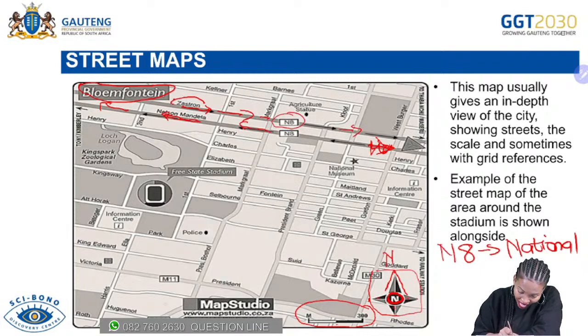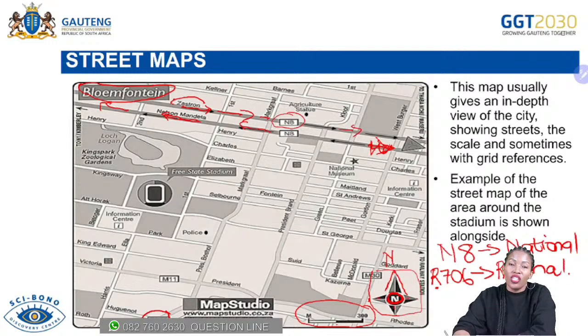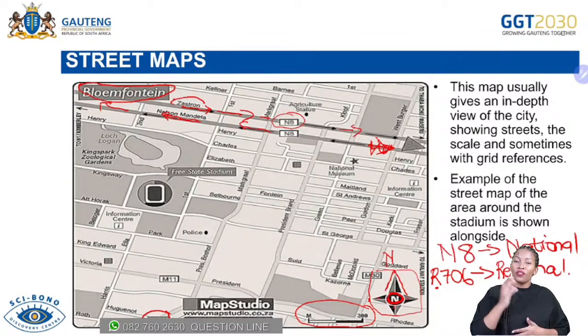We also have the R's, guys. Look at this one. It is R706. They can ask you, what does this R mean? The R means it is a regional road. It means it cuts in between the regions, when you travel from one region to the other. It even passes through the different provinces. So when you see an R, it stands for regional.